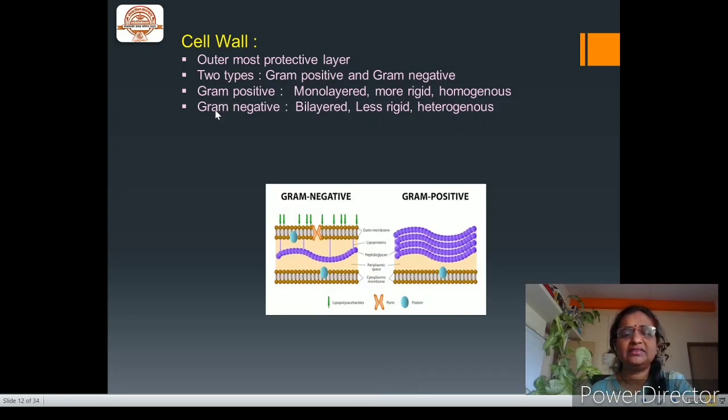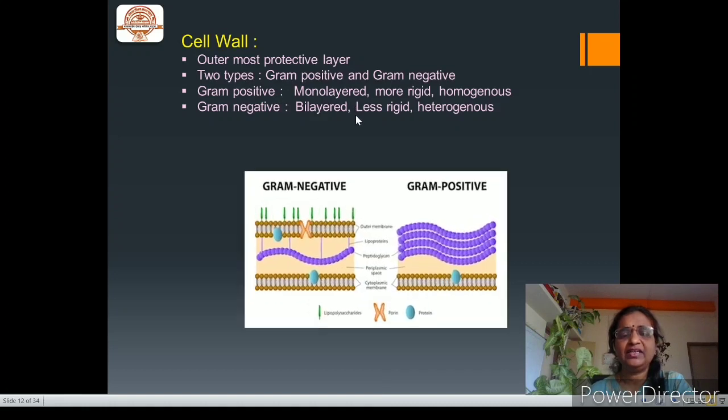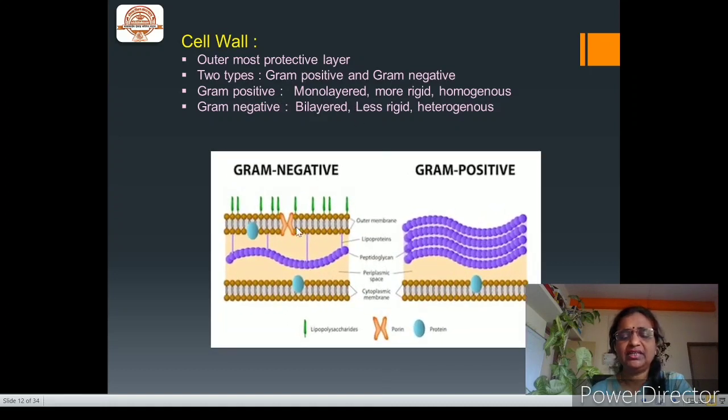Now what is the difference between gram positive cell wall and gram negative cell wall? Here this is the figure showing the difference between gram negative and gram positive cell wall. As the figure shows, the gram positive cell wall is monolayered. It is more rigid. It consists of a single chemical constituent, that's why it is homogeneous. This is the gram positive cell wall, and the second one is the gram negative cell wall. The gram negative cell wall is bilayered.